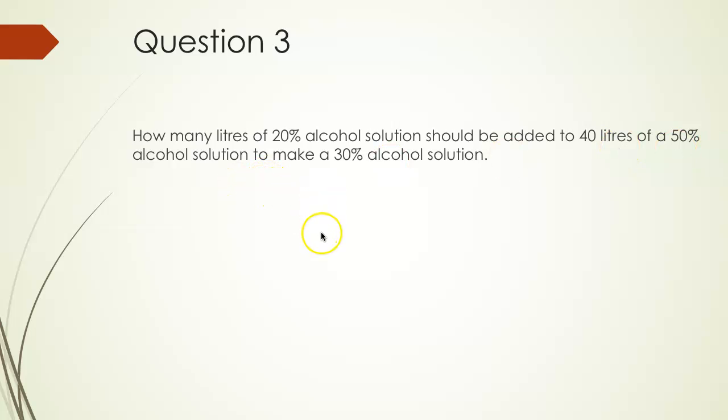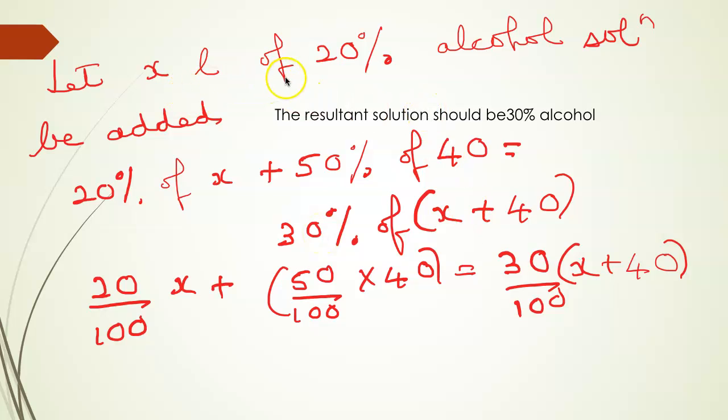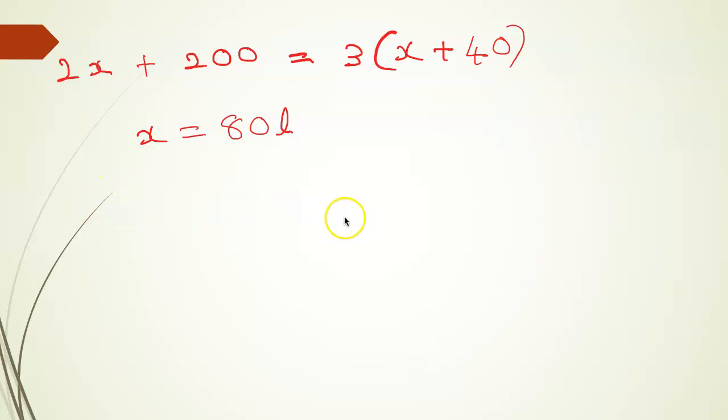So here we have only one solution. So we start with let X liters be the amount of 20% alcohol solution which is added. So 20% of X is already added to 50% of 40 liters because the solution has 50% alcohol, and the resultant solution should be 30% alcohol. That is 30% of X plus 40. Because what is X plus 40? The net mixture, which is X liters plus 40. So 20 by 100 into X plus 50 by 100 into 40 is 30 by 100 into X plus 40. Simplifying, we get X as 80 liters.